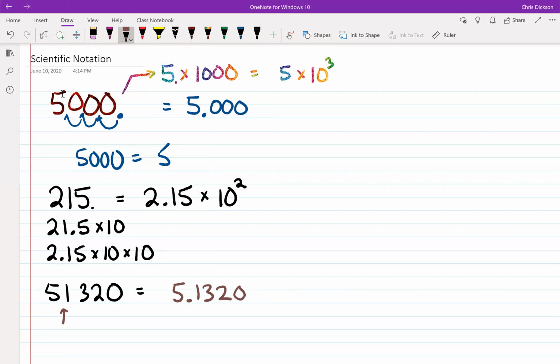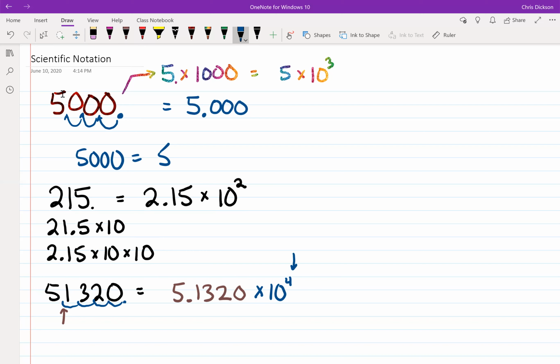So I'm going to write times 10. But I need to know what power is going to go up on that 10 now. And of course, if you didn't write the 0 in, you might miss this. So right now the decimal is here, and I need to move it 1, 2, 3, 4 units over. So I'd have to multiply by 4 tens in order to do that. So times 10 to the 4 here.